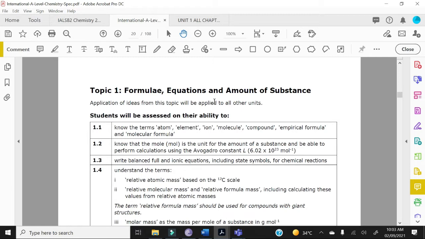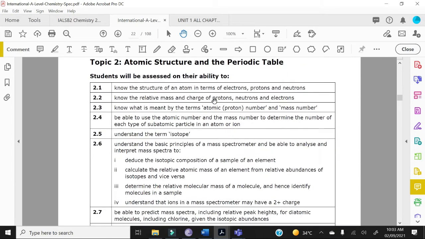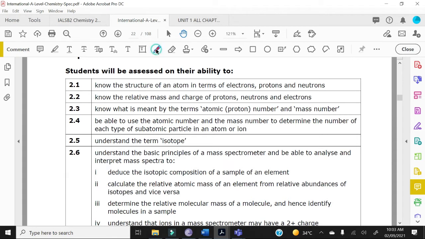Formula and equation is already done, the first chapter. Now atomic structure we are working on. Structure of an atom in terms of electrons, protons. We have done this part. Know the relative mass and charge of proton, neutrons, and electrons. Already talked about it.